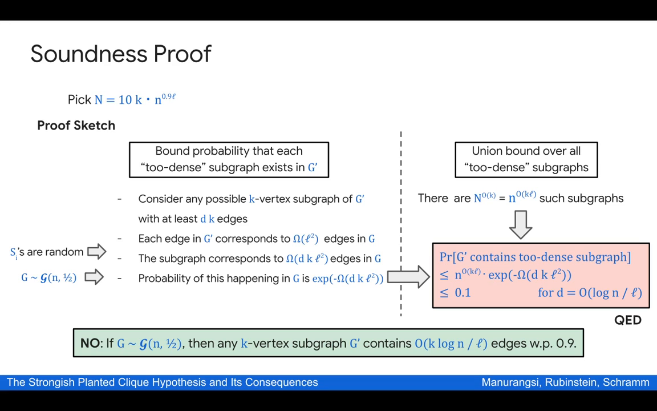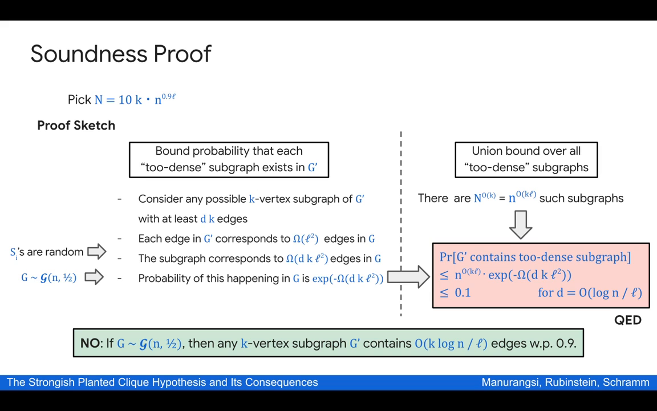So now if we pick D to be a sufficiently large constant times log n divided by L, then we will have that this number is at most 0.1. In other words, with probability 0.9, any K-vertex subgraph of G prime contains at most order of K times log n over L edges. And that concludes our soundness proof. So modulo some simple calculations, those are basically all the technical components of our work.